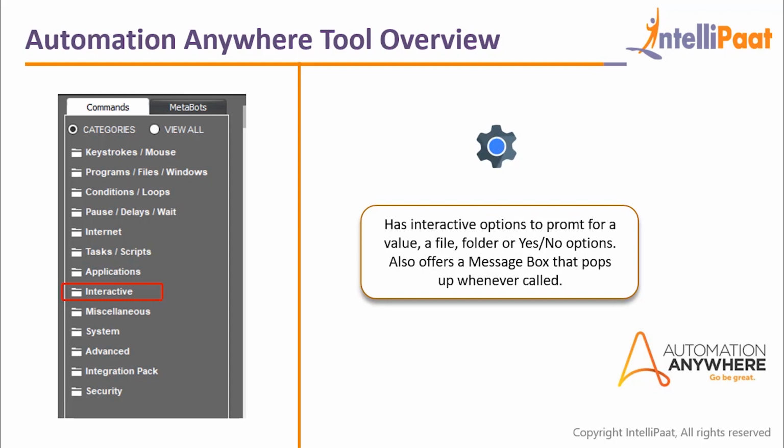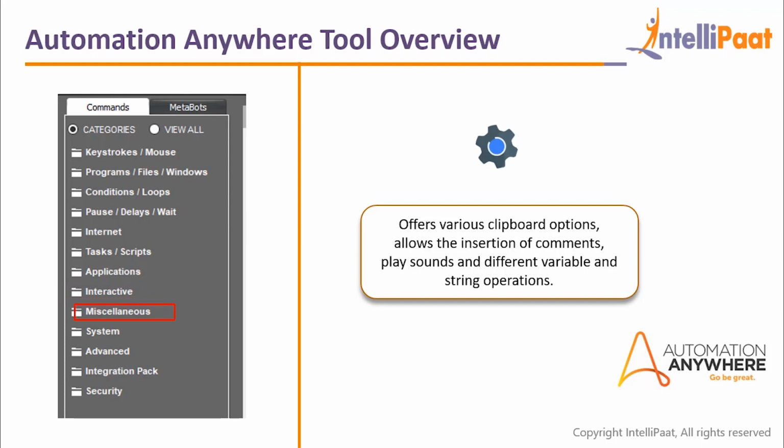Interactive has options to prompt for a value, a file, a folder, or even just yes or no options. It also offers a message box that pops up whenever we call it in the action site. Miscellaneous offers various clipboard options, allows the insertion of comments, plays different sounds like beep, and offers various other variables and also string operations.